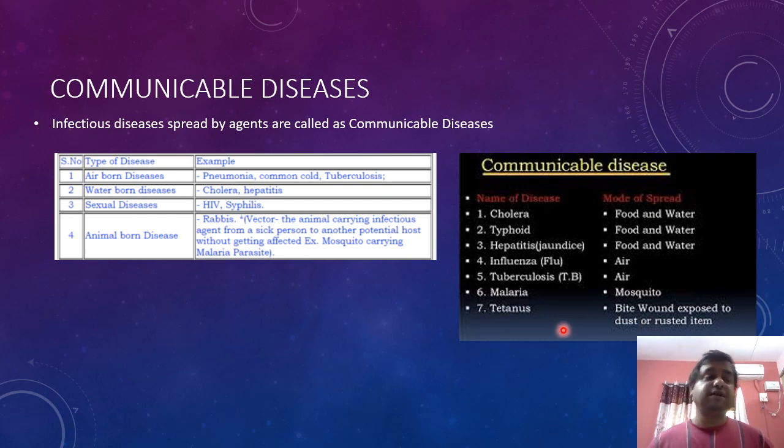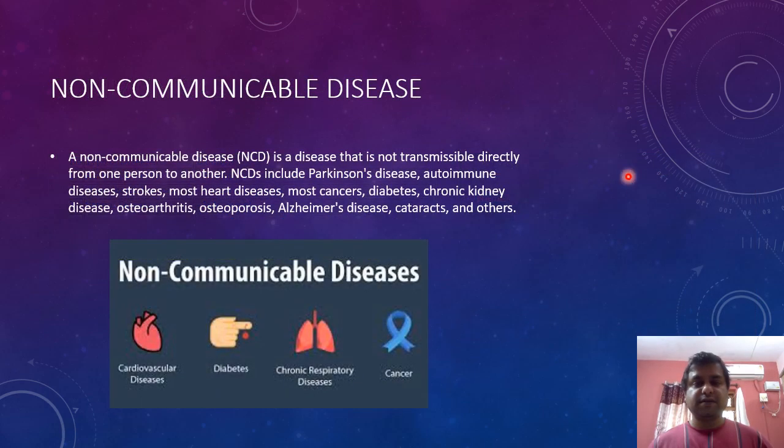We are given tetanus doses when we are small, but it is important as we grow up to take tetanus doses at least every 6 months, because when you take a dose, it gives you protection for at least 6 months. Those were the communicable diseases.